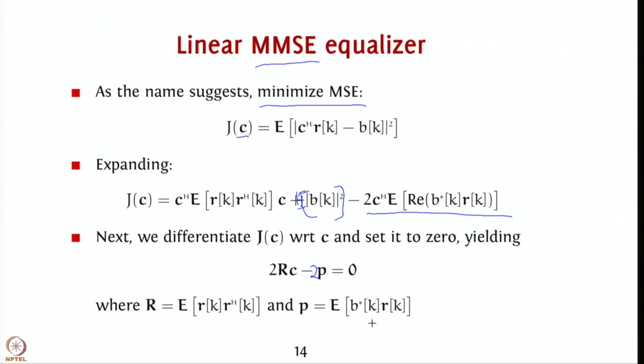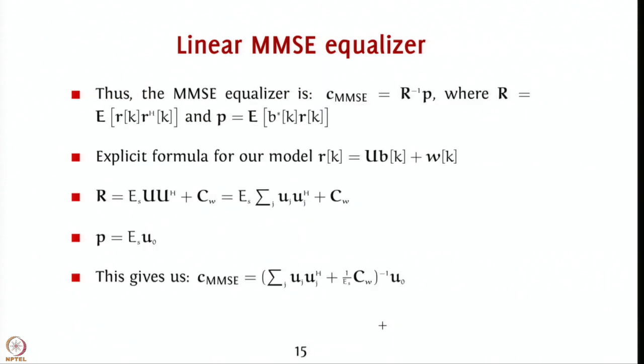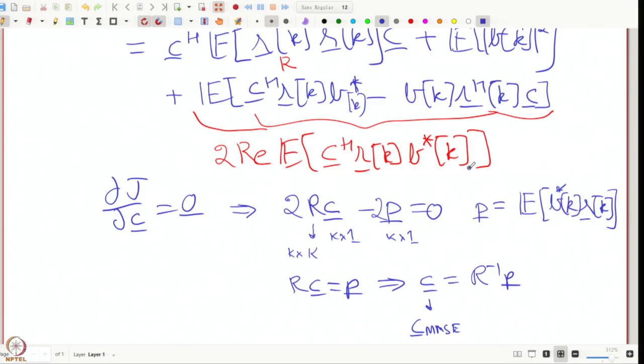This is also called the cross correlation matrix. Therefore, the minimum mean square equalizer is CMMSE equal to R inverse P, where R is expectation RR Hermitian and P is expectation B star RK. Now, if you remember our model from earlier, we had this particular structure where we grouped several symbols together, in fact we grouped 5 of them together for our running example, and we were able to write RK as UBK plus WK. Now, for this UBK and WK, let us evaluate what these quantities are.